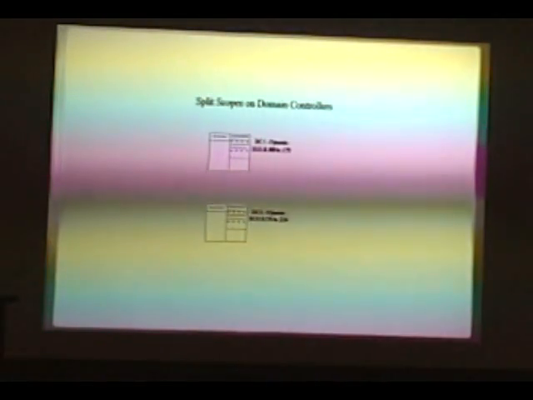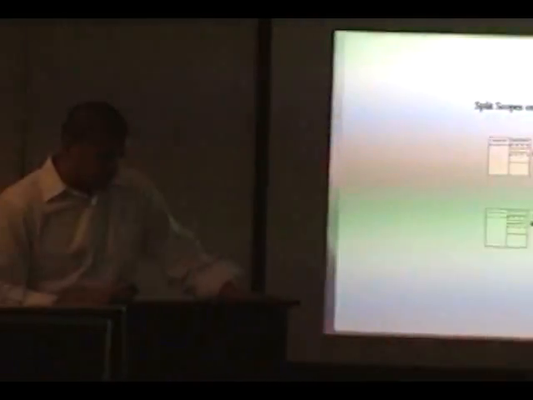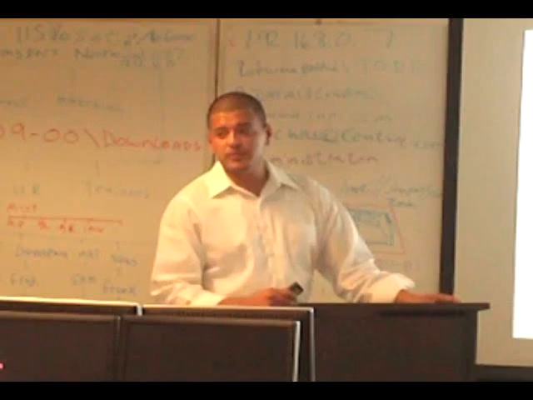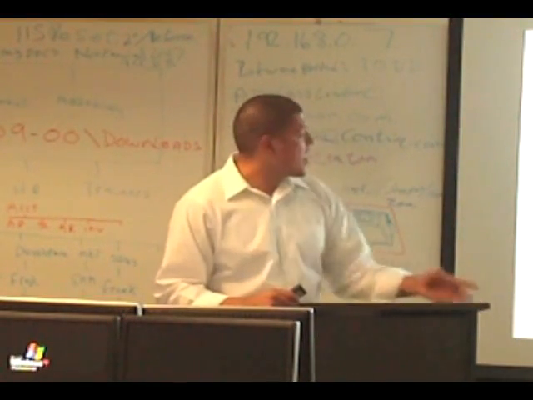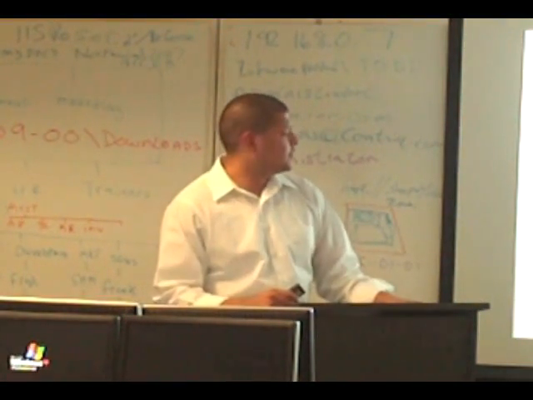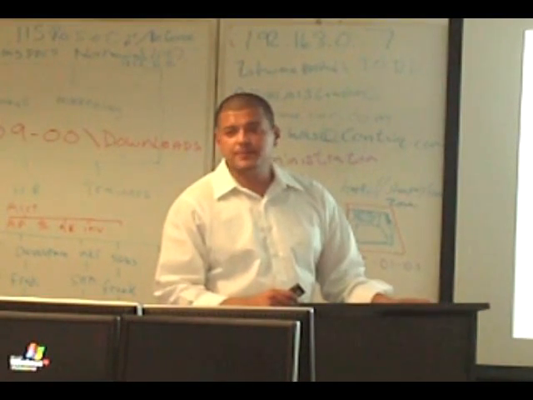Okay, this one says private IP addresses should be used internally whenever possible. Internal addresses should be assigned automatically to minimize network administration efforts. So basically what we did here is we split up scopes on DC1 and DC2. Half of the ranges on DC1 and DC2 is like a backup.